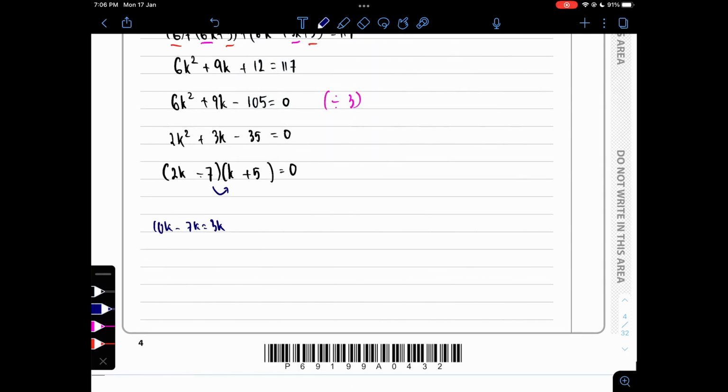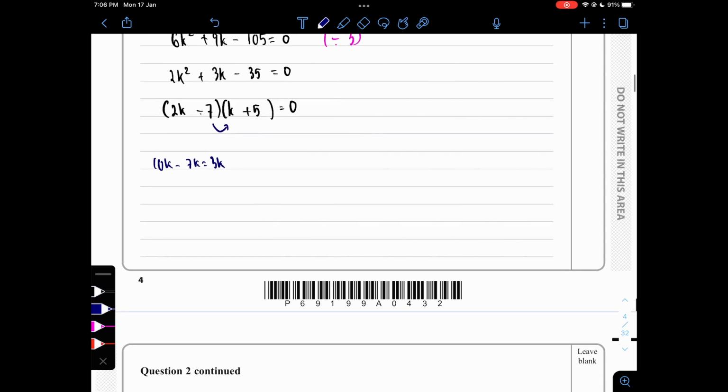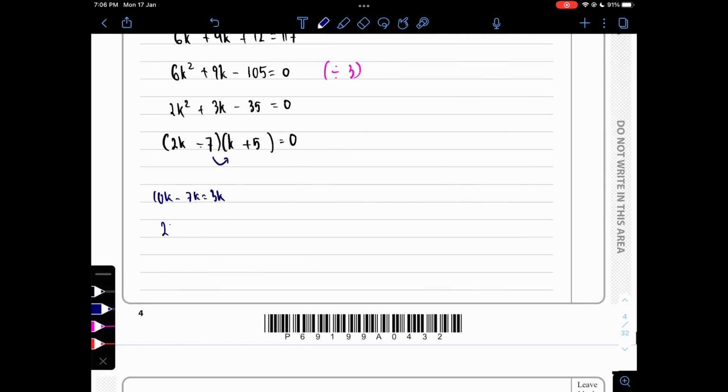So from this, let's work out our k values. So we have either 2k minus 7 equals 0, and so 2k equals 7, k equals 7 over 2. Or we have k plus 5 equals 0, k equals negative 5. So we have two k values, and which one do we need?